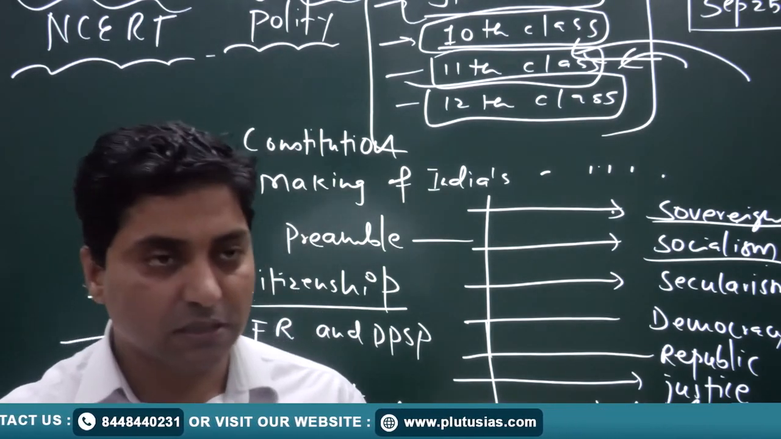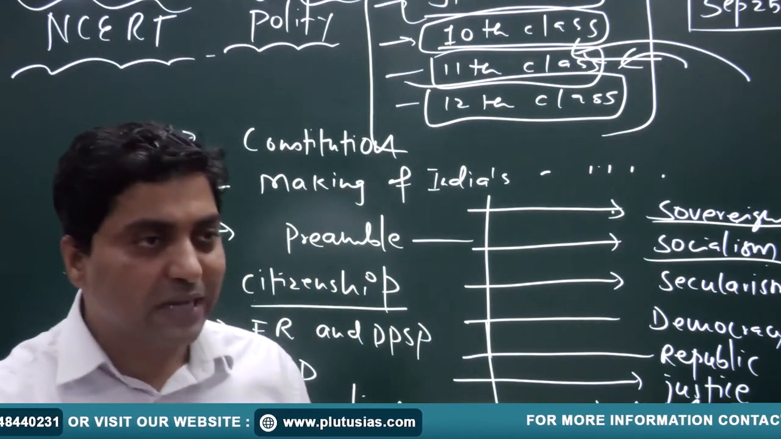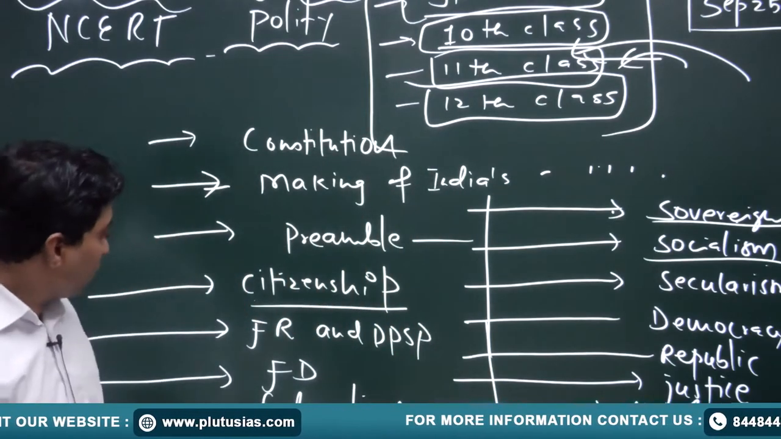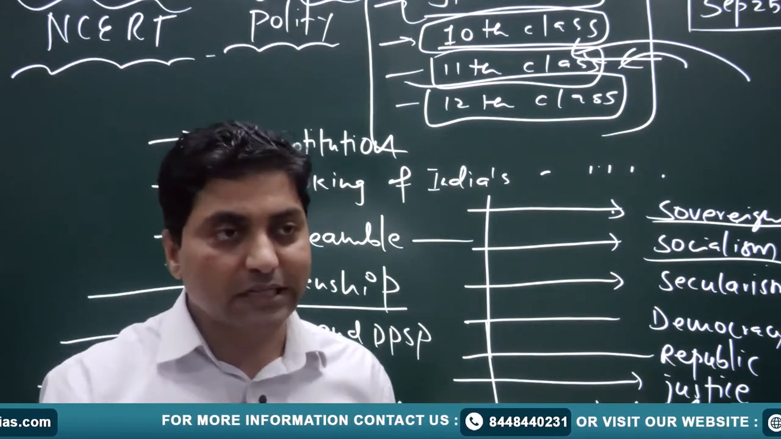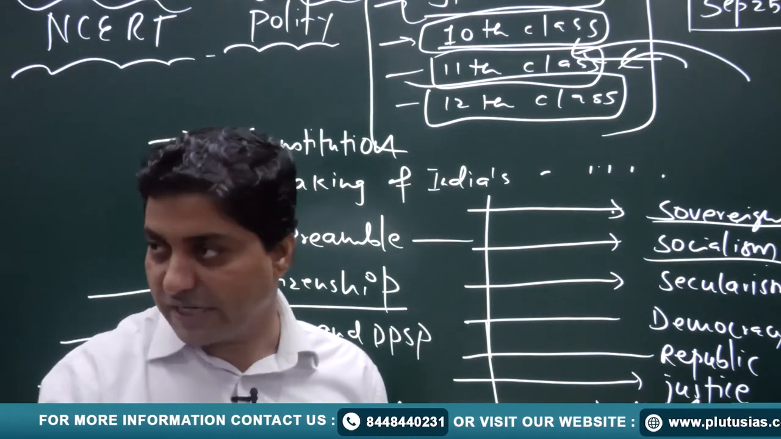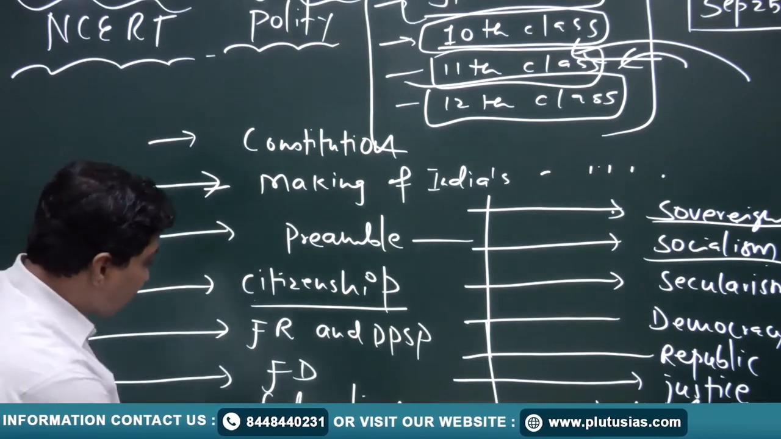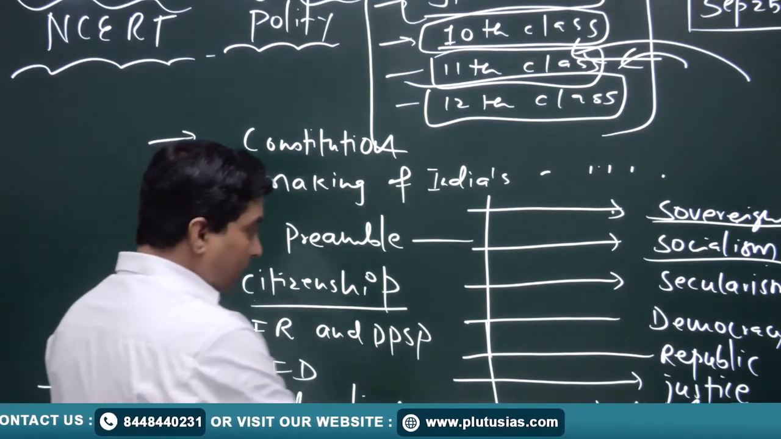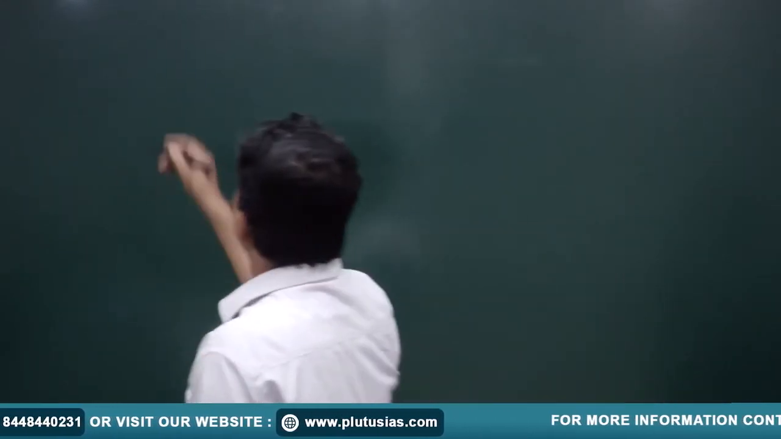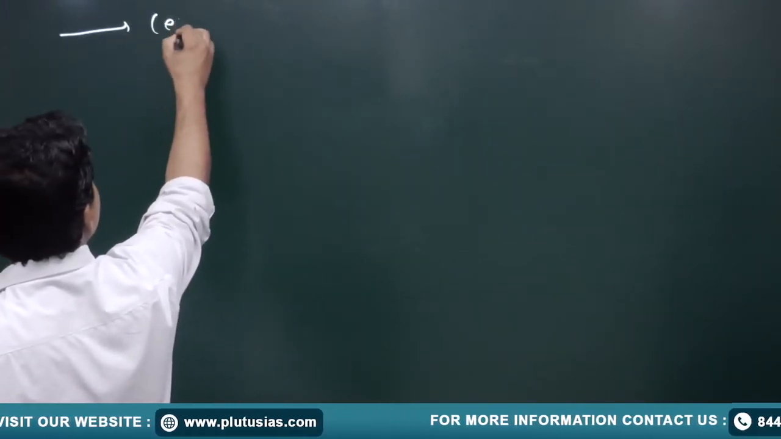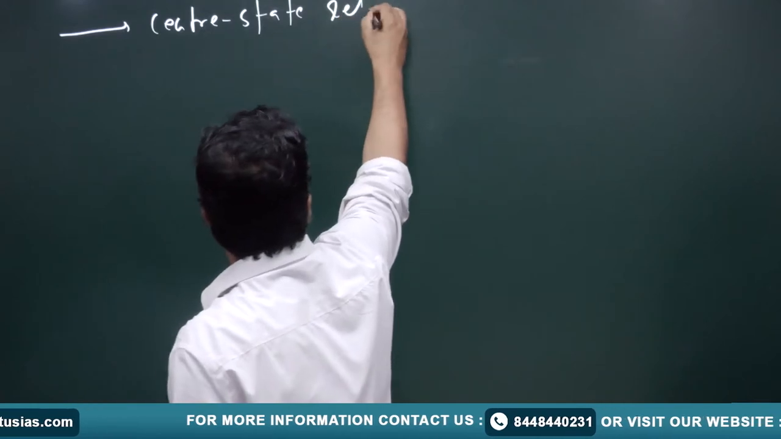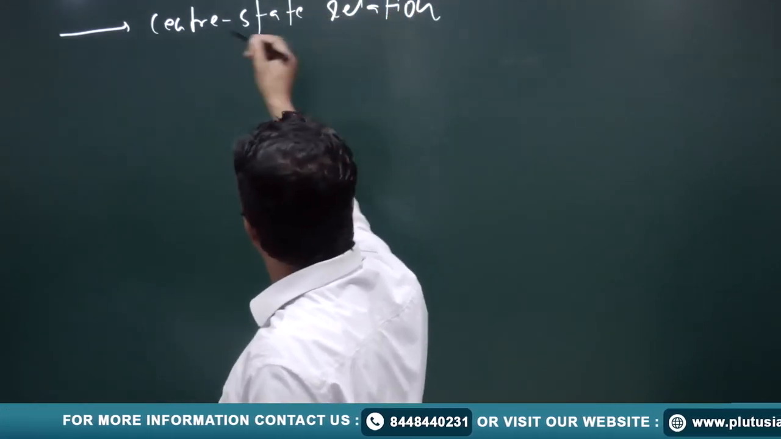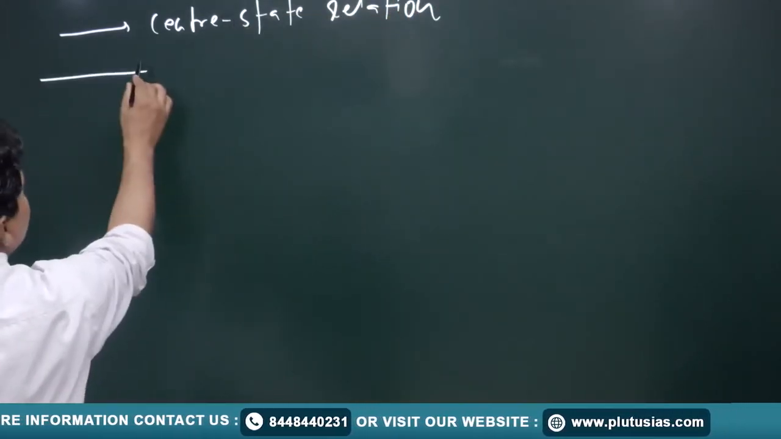What does the word federalism mean? Where does it come from? What are the different models of federalism in the entire world, including India? So we will do a comparative study. And then after federalism, we'll talk about center-state relations in very brief. There are three dimensions of center-state relations.